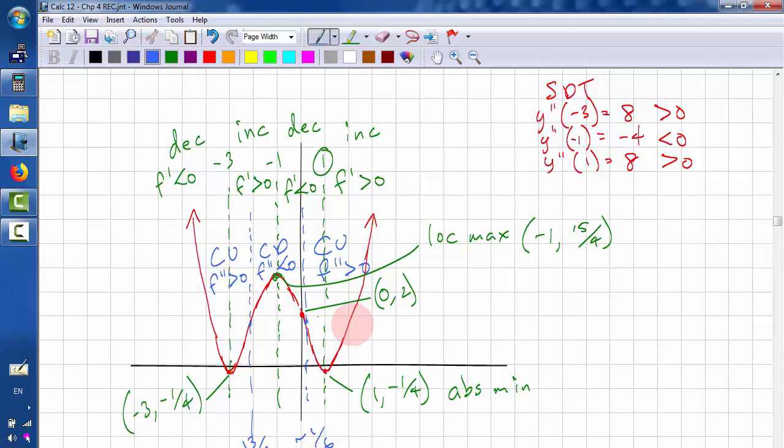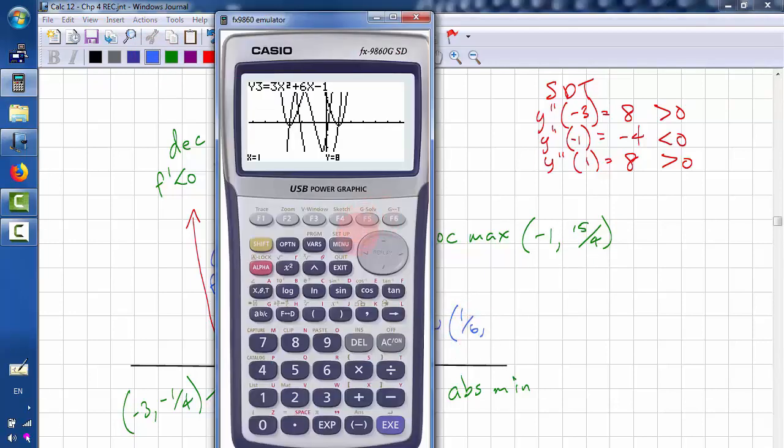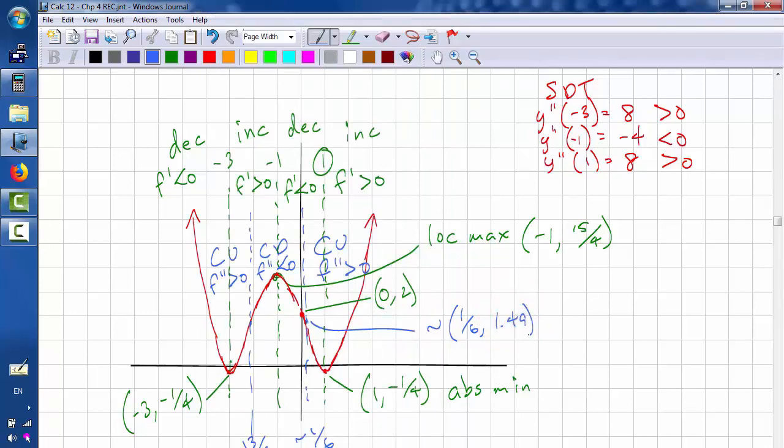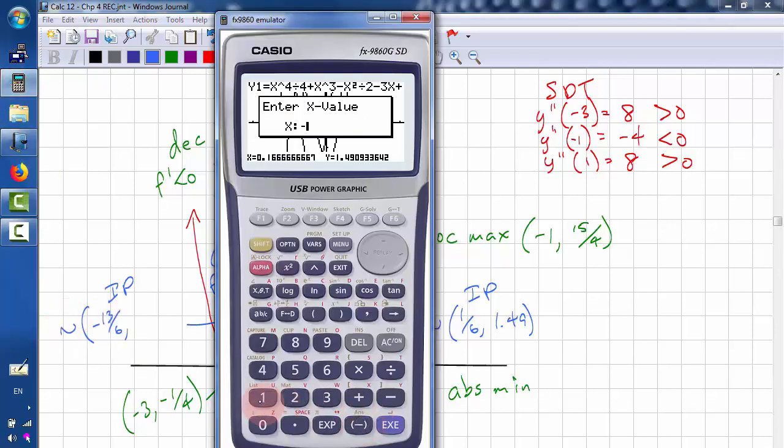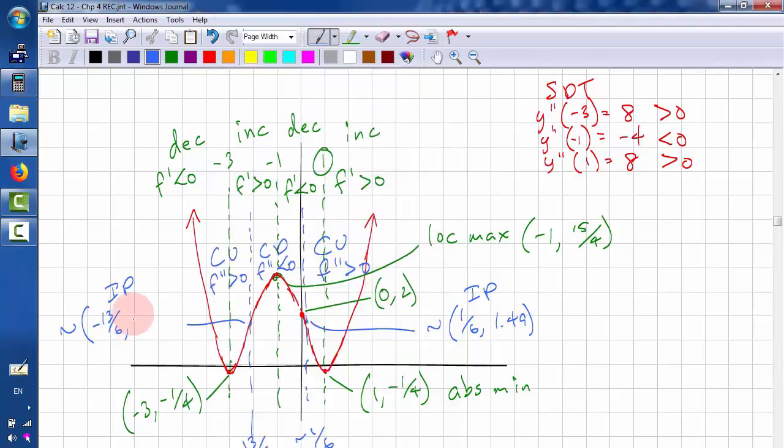And we should label our inflection points. Approximately 1/6. We need our original function again, so 1 divided by 6. It's approximately 1.49. And this one, inflection point, negative 13 over 6, approximately again 1.49.